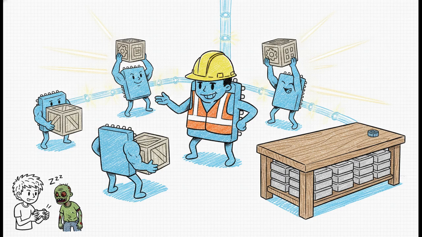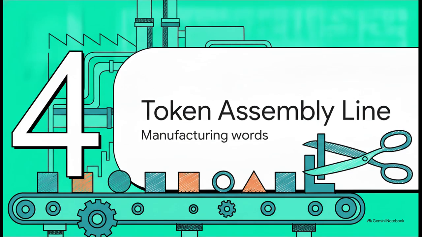Those GPUs, the incredibly expensive, critical line workers driving our modern economy, were originally invented just so teenagers could shoot zombies with better graphics. All right, part 4, the token assembly line. Let's see how we actually manufacture words.